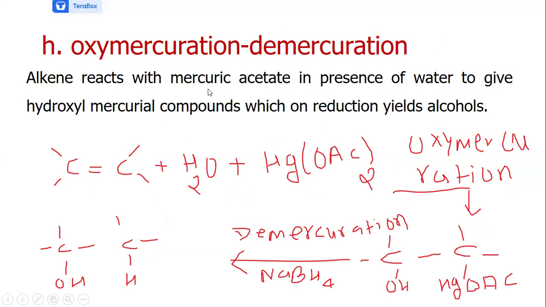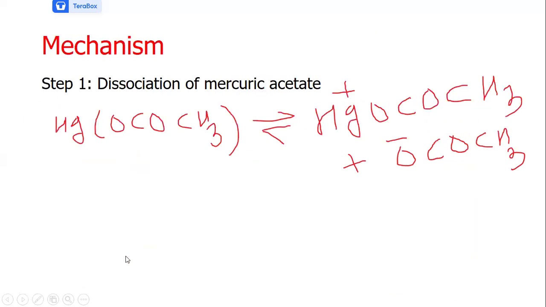Oxymercuration-demercuration. Alkene reacts with mercuric acetate in the presence of water to give the hydroxy mercurial compound, which on reduction gives alcohol. Alkene reacts with mercuric acetate in the oxymercuration reaction, and demercuration in the presence of sodium tetrahydroborate produces alcohol.